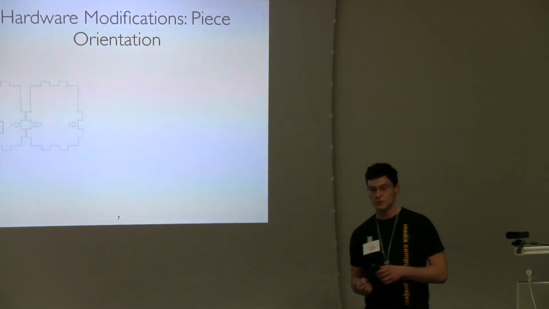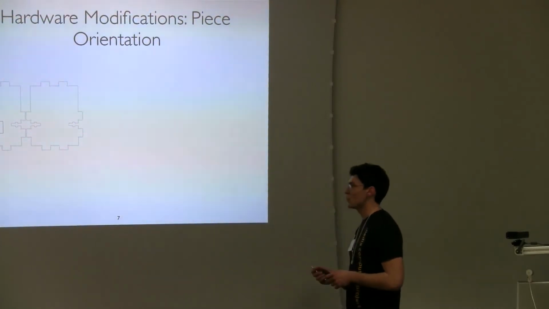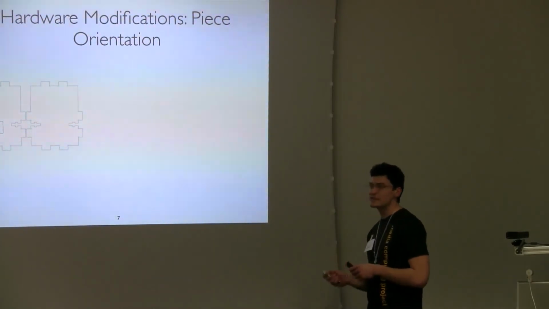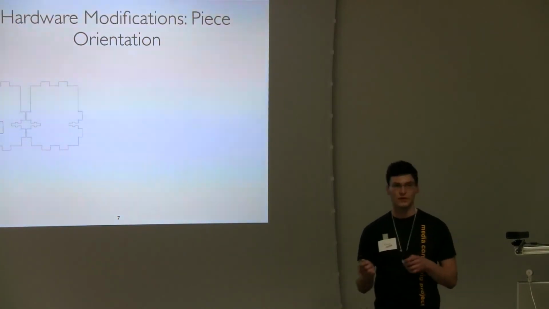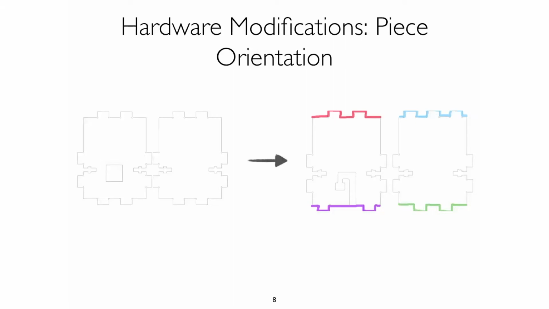Let's take a look at what hardware modifications we have done. To solve the piece orientation problem, we applied physical constraints in the connectors of the objects so that they can only be placed in the correct side.